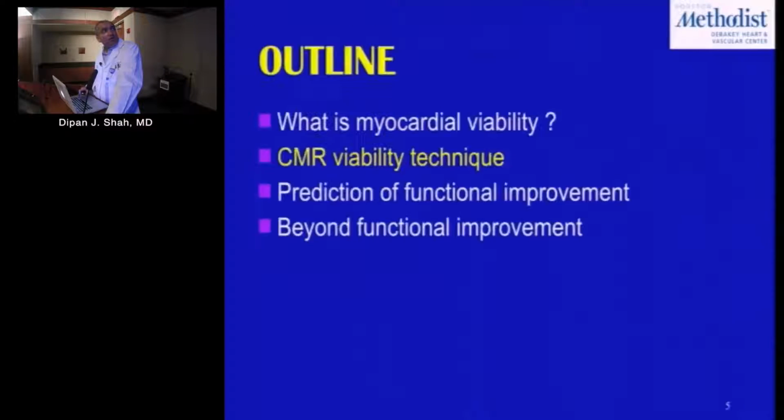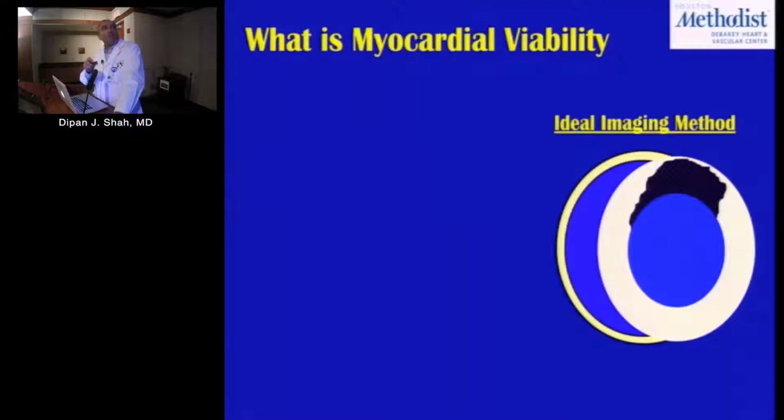And so if you look at the cartoon on the right hand side, that would be what I would say is the ideal type of viability image you'd want to get, which is one which shows you all the areas that have viable myocardium as well as directly shows you areas that have non-viable or scarred myocardium. And I'll talk about why I think this might be important.